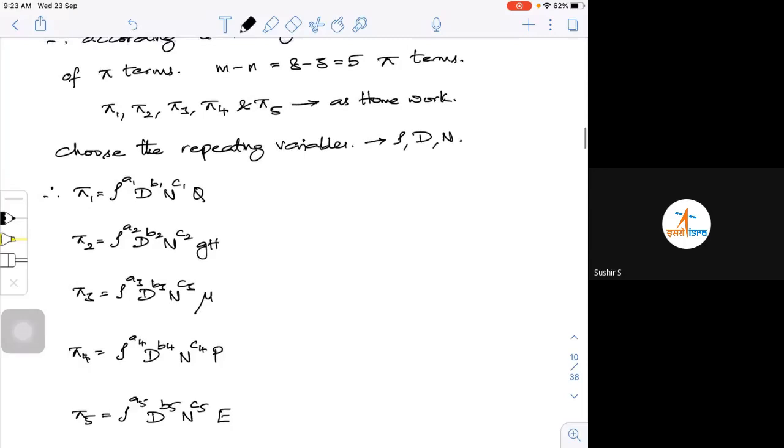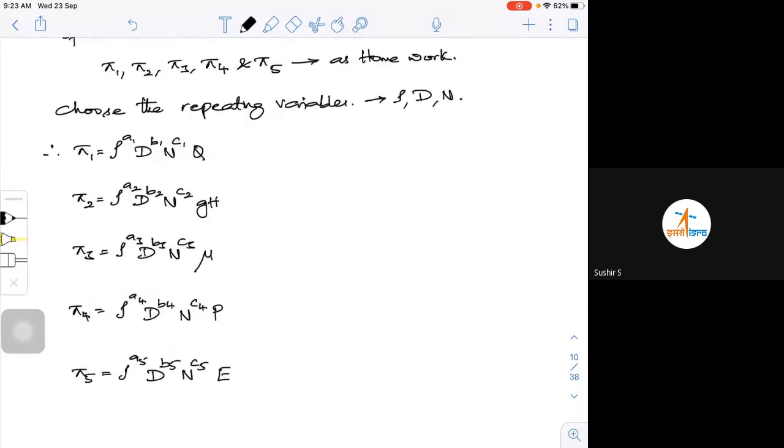Fine. Now, if I try to solve this using the Buckingham pi theorem, what will happen to my pi 1? See here, my rho term, the A1 term, will become 0. So this will become Q divided by N d cube. So your C1 is -1, your B1 is -3, then your A1 is equal to 0. So this is what I'm going to get.